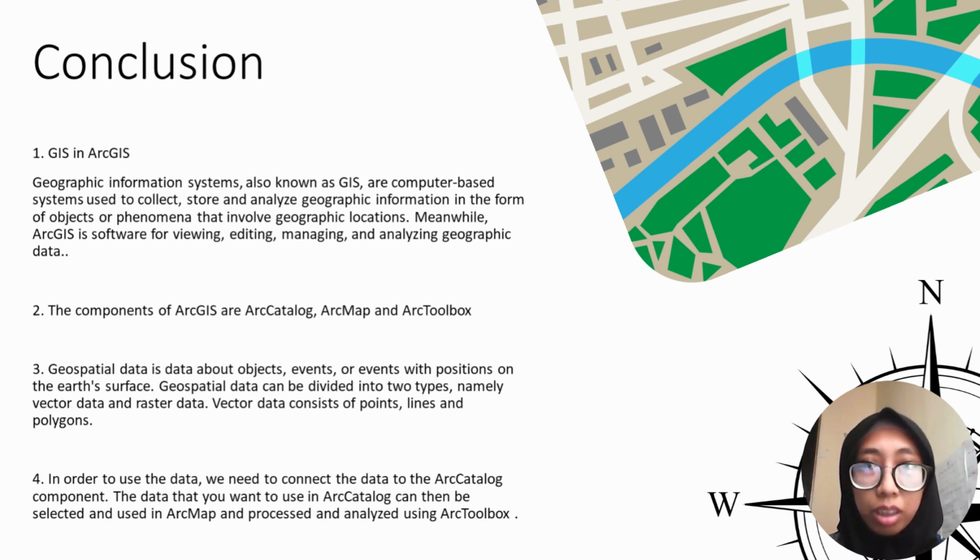Geospatial data is data about objects and events with a position on the Earth's surface. Geospatial data can be divided into two types, namely vector data and raster data. Vector data consists of points, lines, and polygons. In order to use the data, we need to connect the data to our catalog component. The data that we want to use in our catalog can then be selected and used in our map and processed and analyzed using the ArcToolbox.